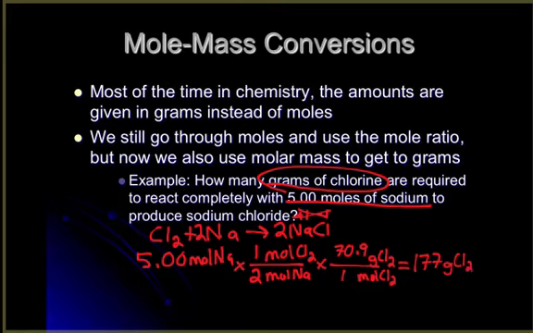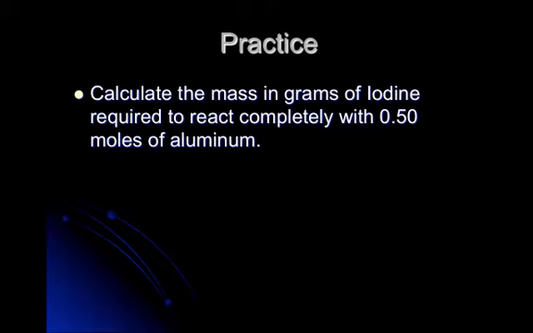And that's it. Okay? So again, make sure you approach the problem correctly. Figure out what you know, look for what you don't know, and find a way to solve. Remember, when I'm going from one chemical to another, I have to use the mole ratio. That's really, really important. So keep that in mind as we continue on through this. Calculate the mass in grams of iodine required to react completely with 0.50 moles of aluminum.